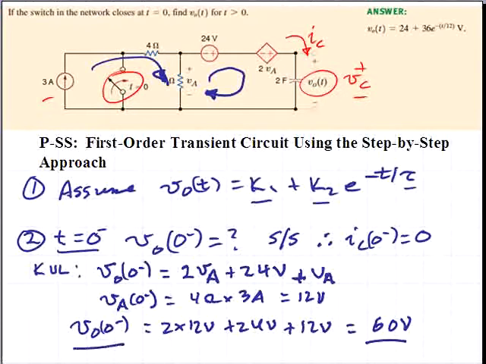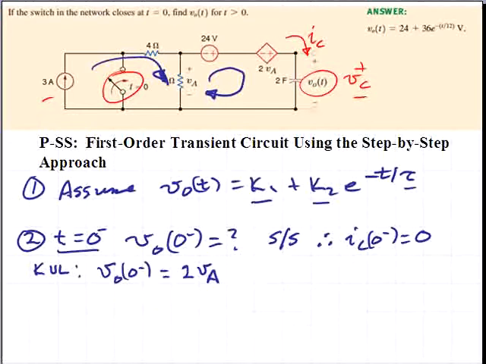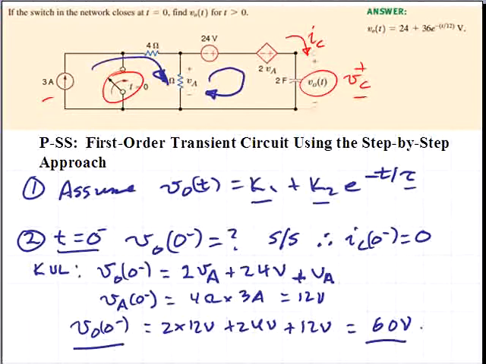So that's our initial condition for the voltage V sub O. This also is the same as the capacitor voltage VO. This is also the same as the capacitor voltage at time 0 minus.